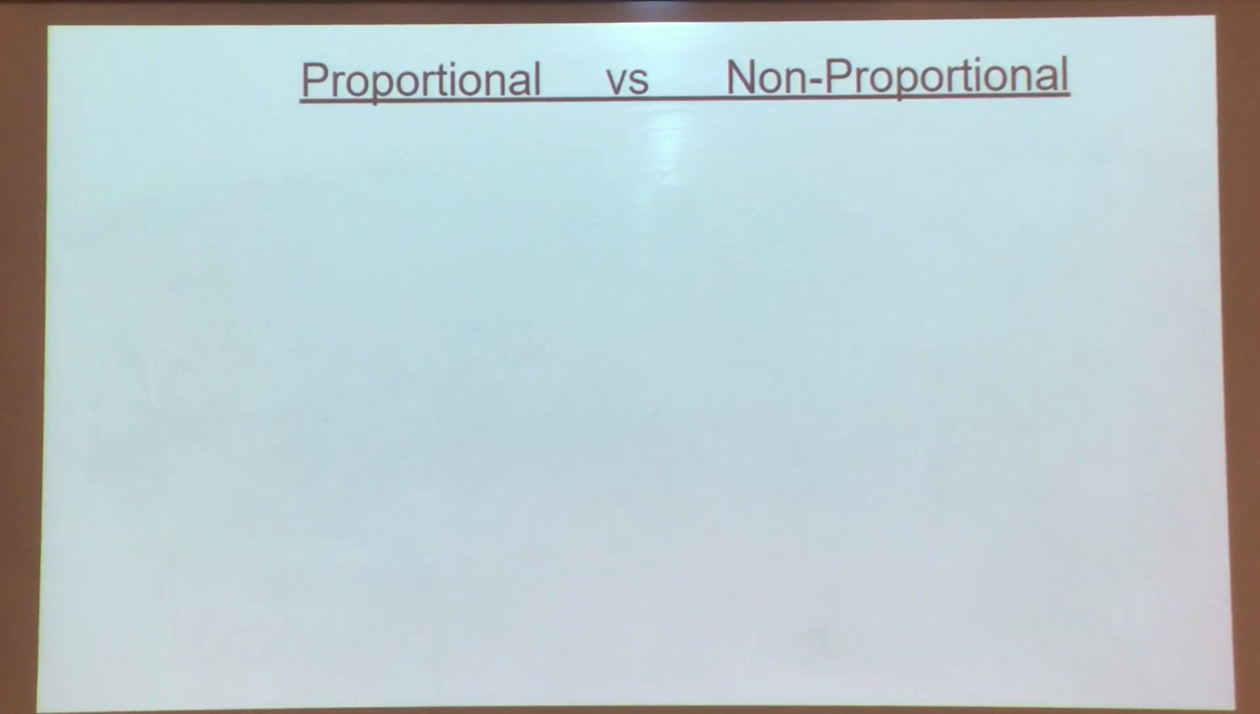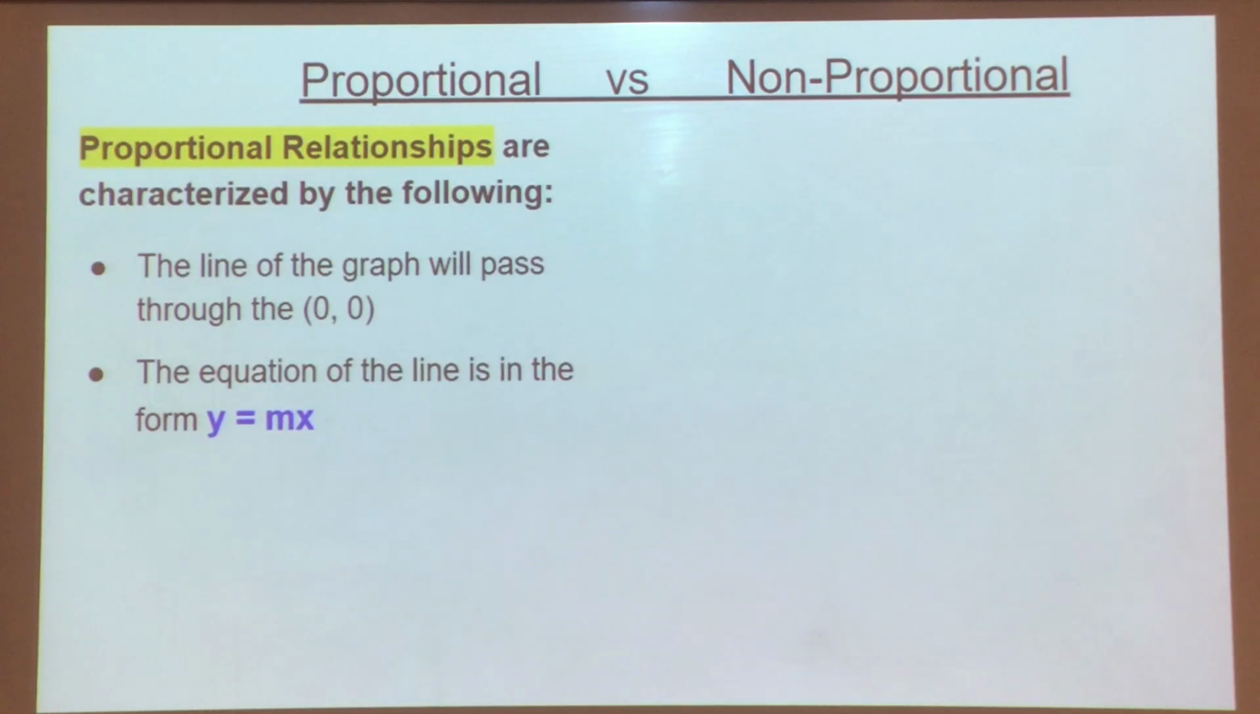So let's start here. When we talk about linear relationships, you're going to be dealing with relationships that are either proportional or non-proportional, and it's very important that you understand the difference between the two. It will really help you. So we'll start with proportional relationships. Proportional relationships are characterized by the following.